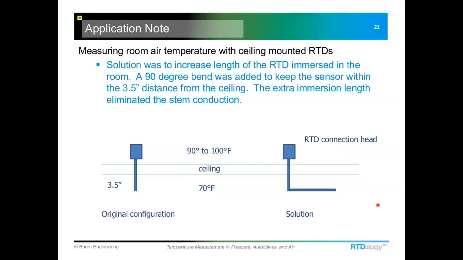It turned out to be a fairly simple solution. They didn't want to go any lower than 3.5 inches, so we put a 90-degree bend in the probe and had it just extending out horizontally at the ceiling height, and that completely fixed the problem. We just needed about 12 inches of probe length in the conditioned space to get a good, accurate measurement.